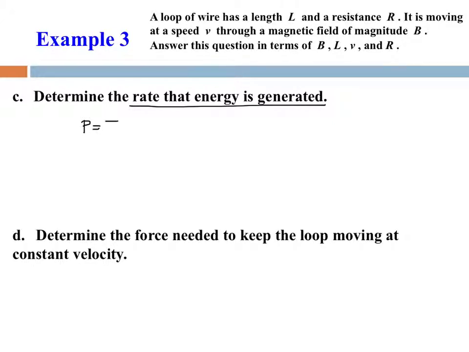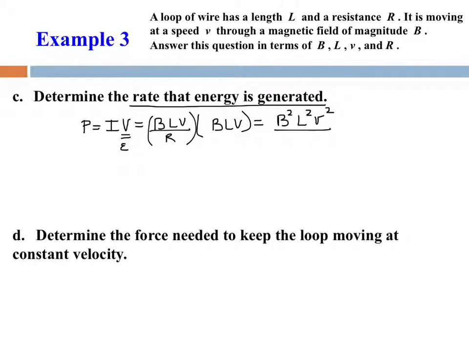We said before that power is equal to current times voltage. In this case, current is BLV over R, what we saw in the previous example. Our voltage, or EMF, is going to be BLV. So if we simplify this, this is B squared L squared V squared over R.